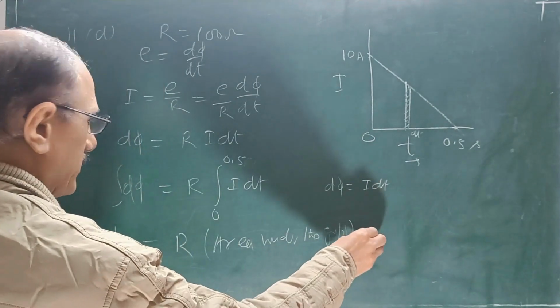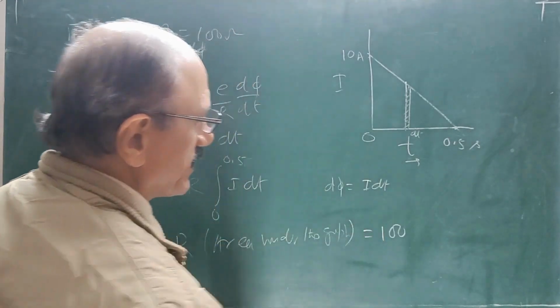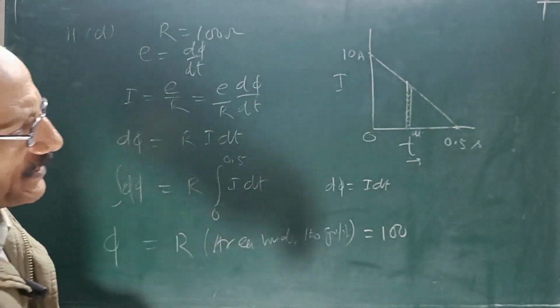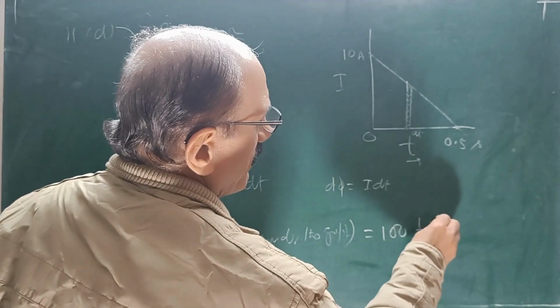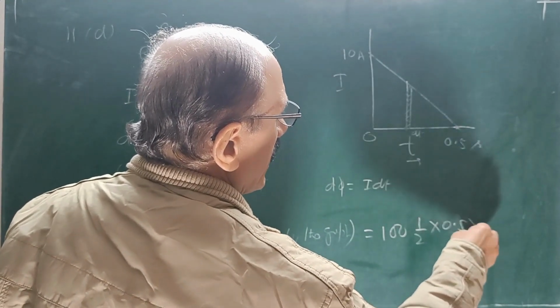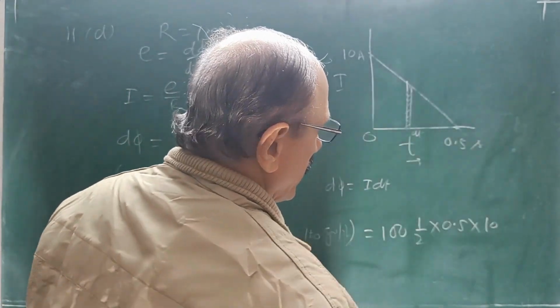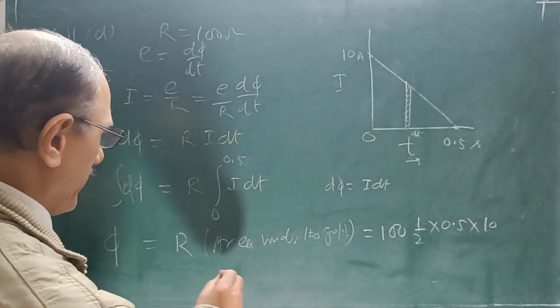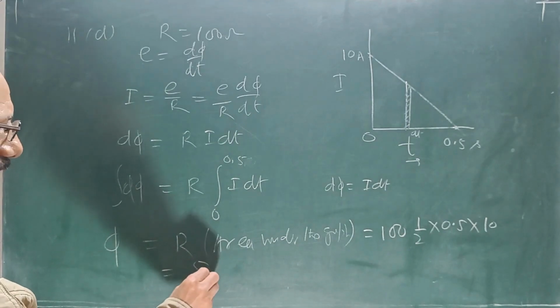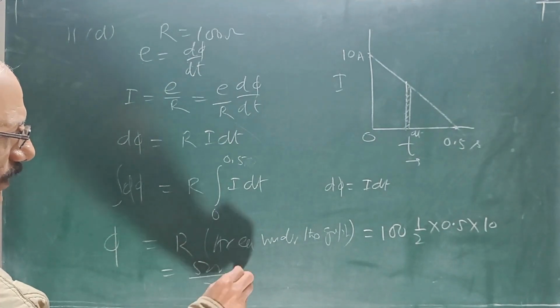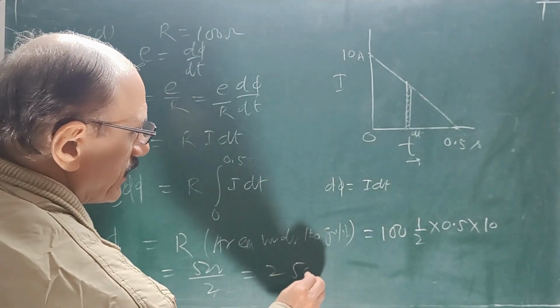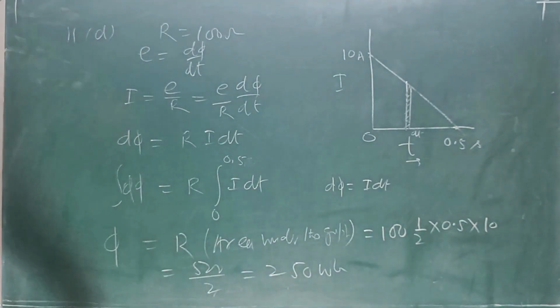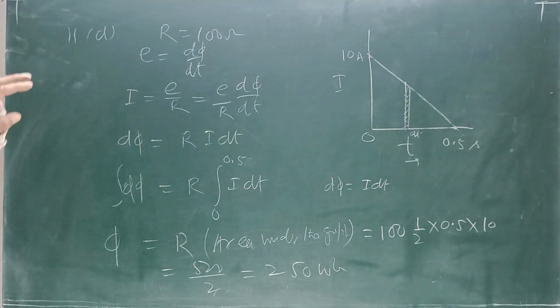So that is nothing but resistance is 100, and the area of this graph will be equal to half, base is 0.5 and height is 10. 10 into 0.5 is 5, then this will be 500. So that will be 500 divided by 2, that is 250 Weber. So the correct answer is 250 Weber, that is D.